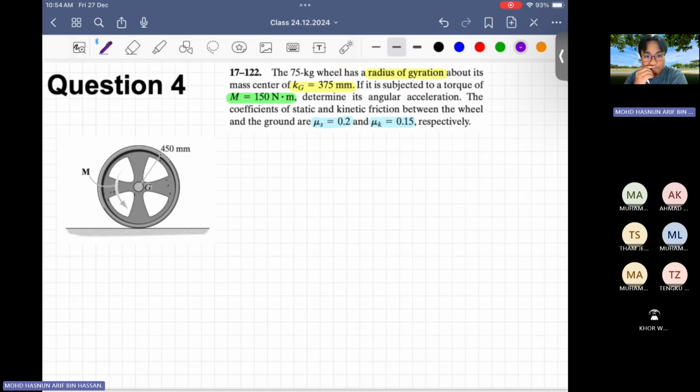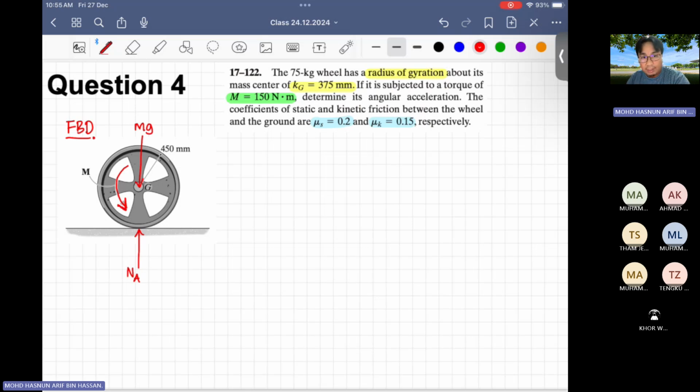So to calculate this, first we need to assume that no slipping occurs. Before we continue, definitely we need to start with drawing the free body diagram. Okay, free body diagram first. So as usual, you will have a weight mg here, and you will have a normal force NA at the contact point. Okay, and you have a torque, which is a moment like this.